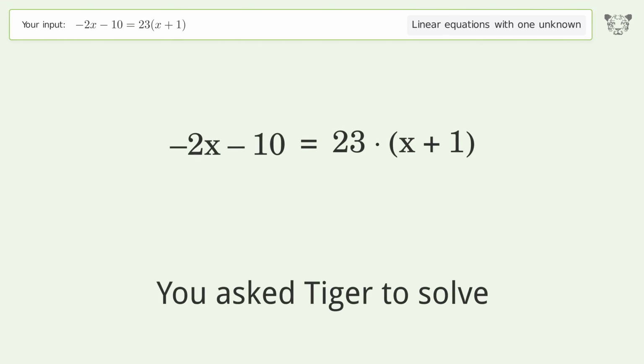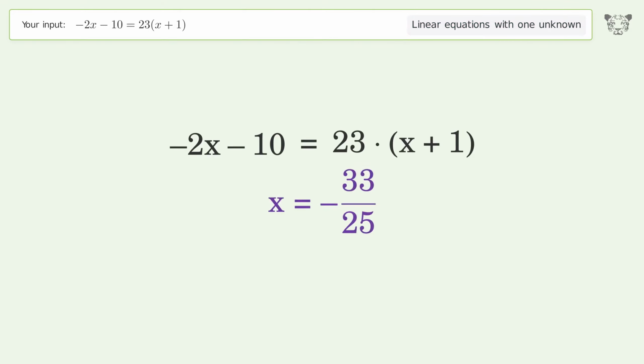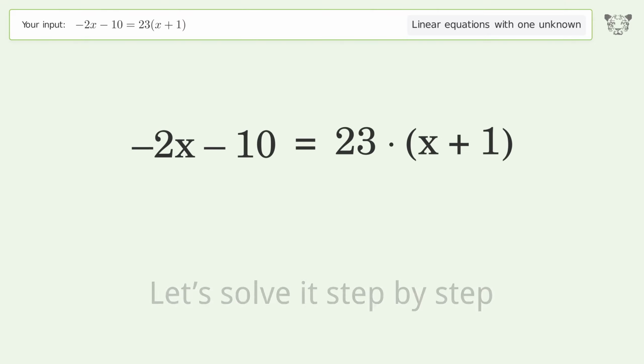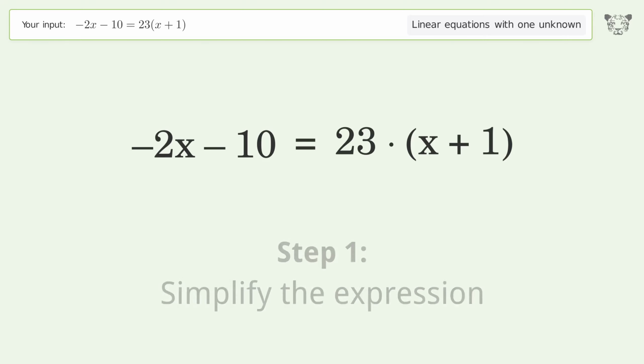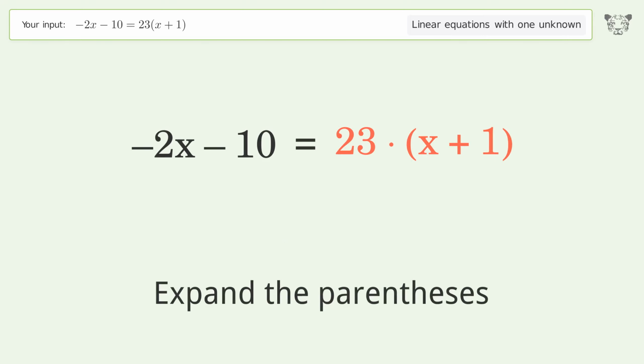You ask Tiger to solve. This deals with linear equations with one unknown. The final result is x equals -33/25. Let's solve it step by step. Simplify the expression. Expand the parentheses.